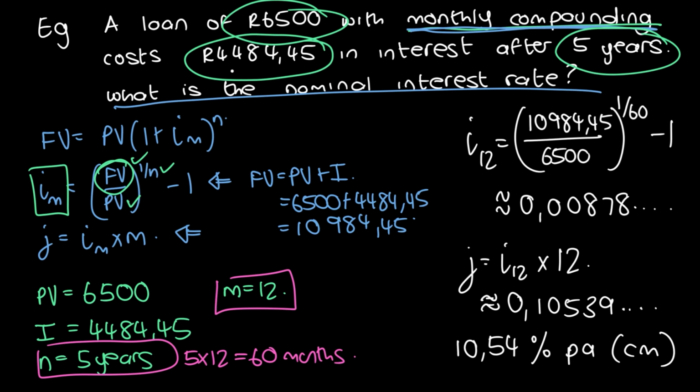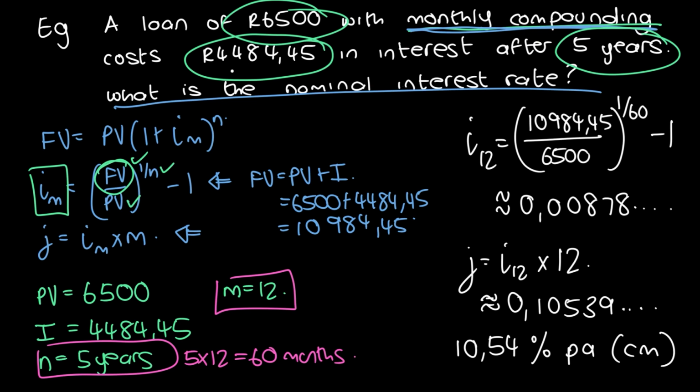Okay, so this is another example where we've already done the working out using our formulas. And now we're just going to show you how to do the working out using your financial calculator. So again, this is just a copy and paste from the finding the interest with our compound interest formula videos. So here's a loan of 6,500 Rand with a monthly compounding cost of 4,484 Rand and 45 cents in interest after 5 years. What is the nominal interest rate?